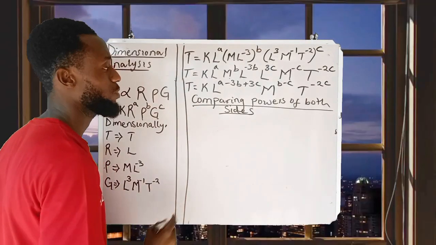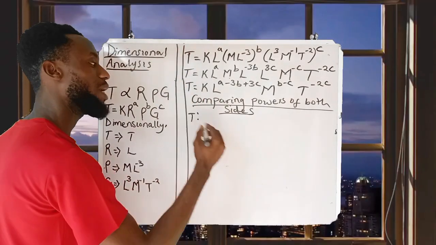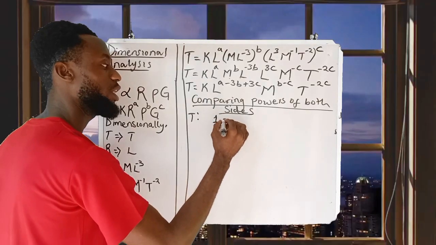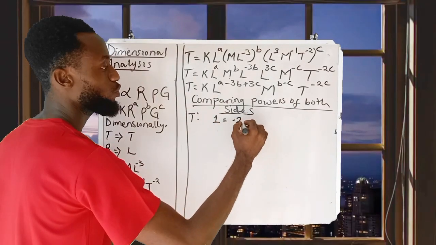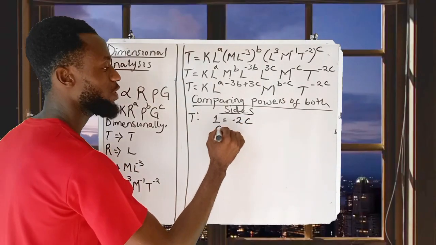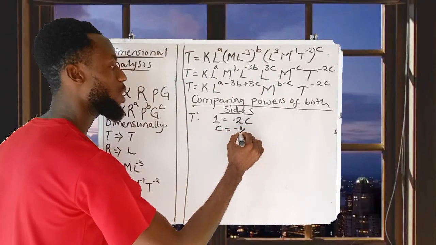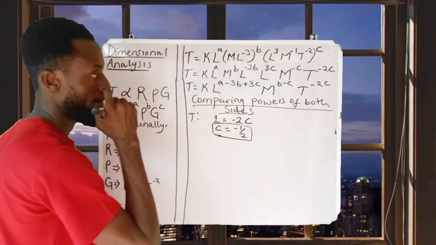So comparing the powers on t now. For t, on the left hand side, the invisible power is 1. So 1 is equal to, on the left, minus 2c. Right away, we can solve c immediately. This means that c is equal to minus 1 over 2. First one has been tackled.